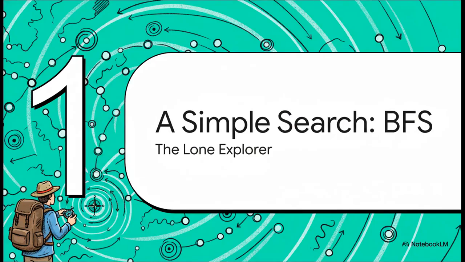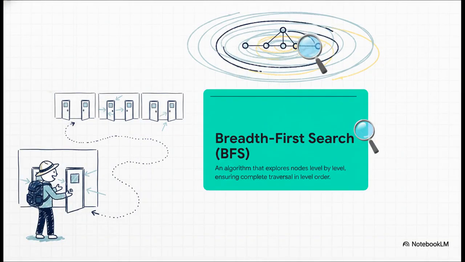To get started, let's imagine a single, lone explorer who's trying to map out some new territory. Now, to do this efficiently, they need a strategy. And in the world of computer science, that strategy is called breadth first search. BFS is actually beautiful in its simplicity.